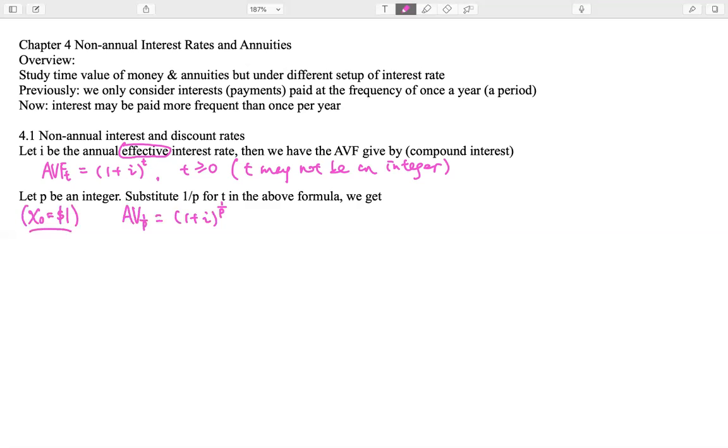Now assume your question is, let me write down the question. Suppose we deposit $1 at time 0 and withdraw the entire account amount at time 1/p.